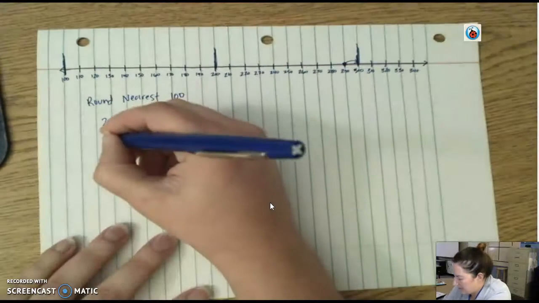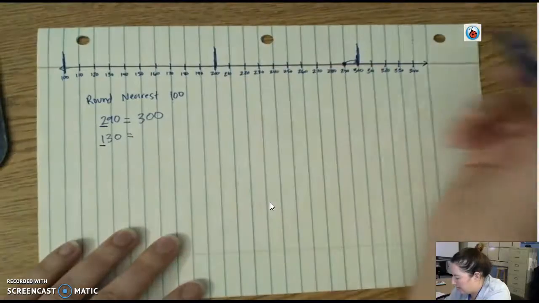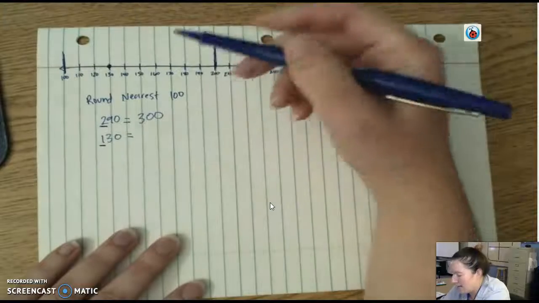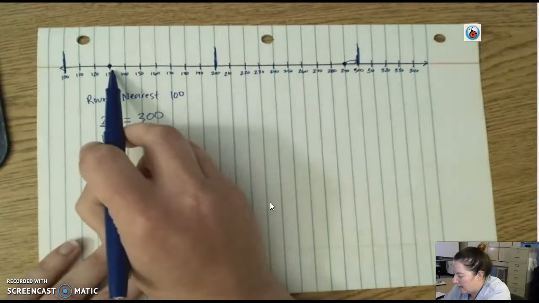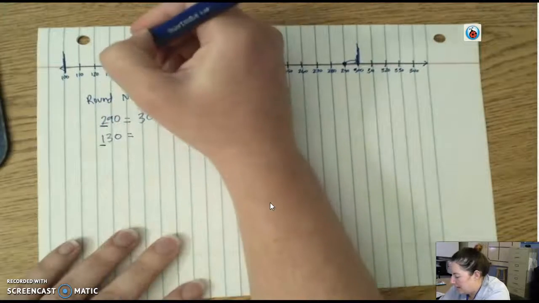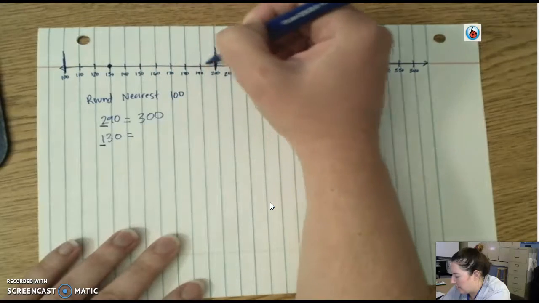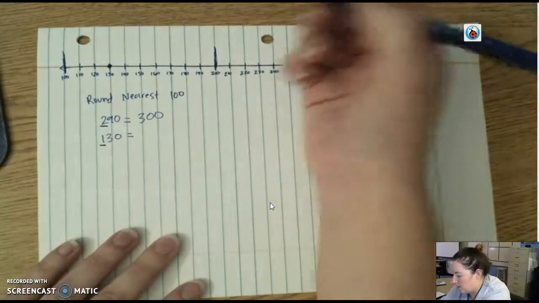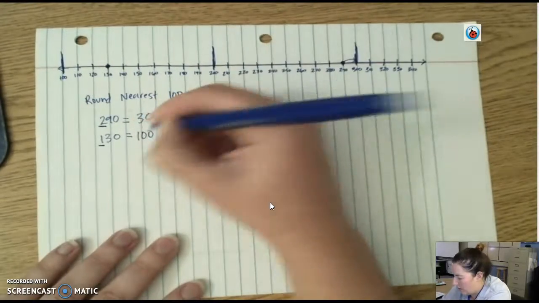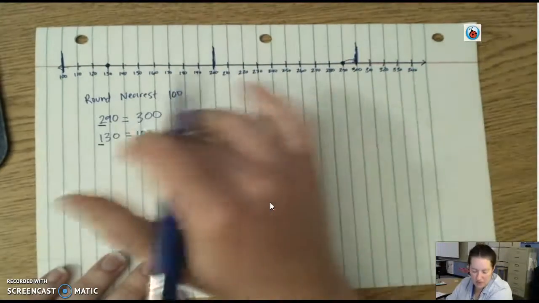Let's try another one. So let's say I have 130. You want to round 130 to the nearest 100. Find it on this number line. Let's see. It's right here. 130. What is the closest 100 that it's next to? Okay, so my options are either 100 or 200. Well, let's see. It's 10, 20, 30 away from 100, and 10, 20, 30, 40, 50, 60, 70 away from the 200. So which one is it actually closest to? It's closest to the 100. So 130 rounded to the nearest 100 is 100. Does that make sense? How you can visualize it?